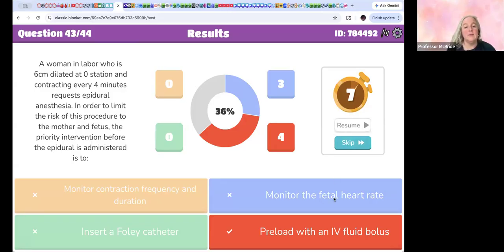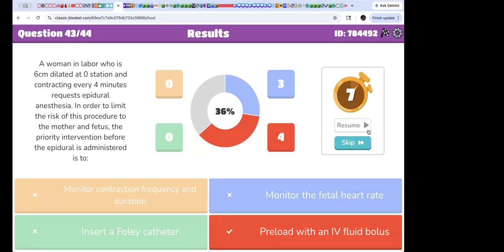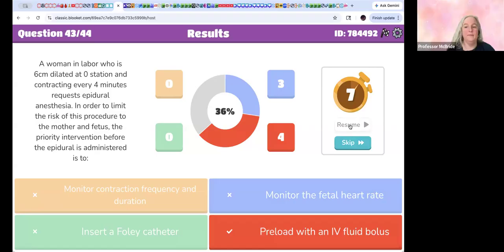Monitoring the fetal heart rate is something that we will do, but the question asks to limit the risk of this procedure to mom and fetus. So monitoring the fetal heart rate isn't limiting risk. So this is a good question where you can really look at what the question's asking. Oh, the interventions before the epidural. Okay. Yep.